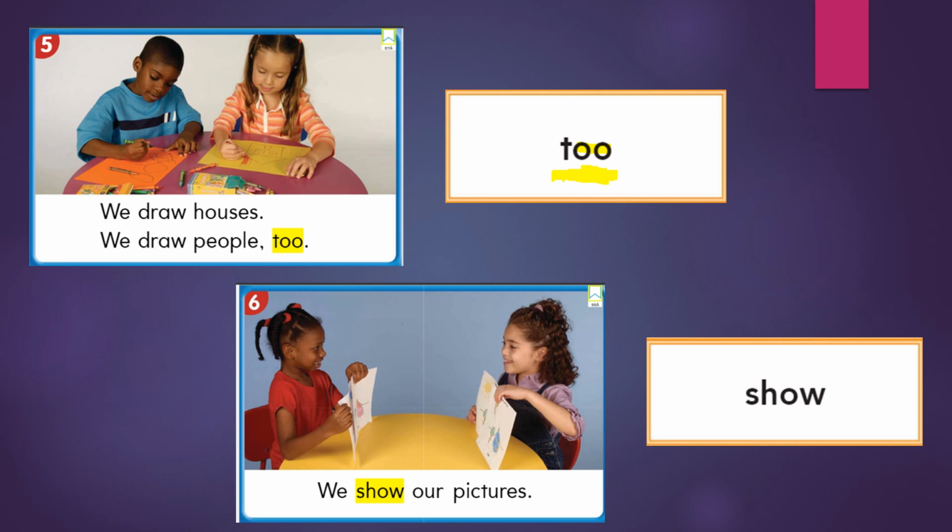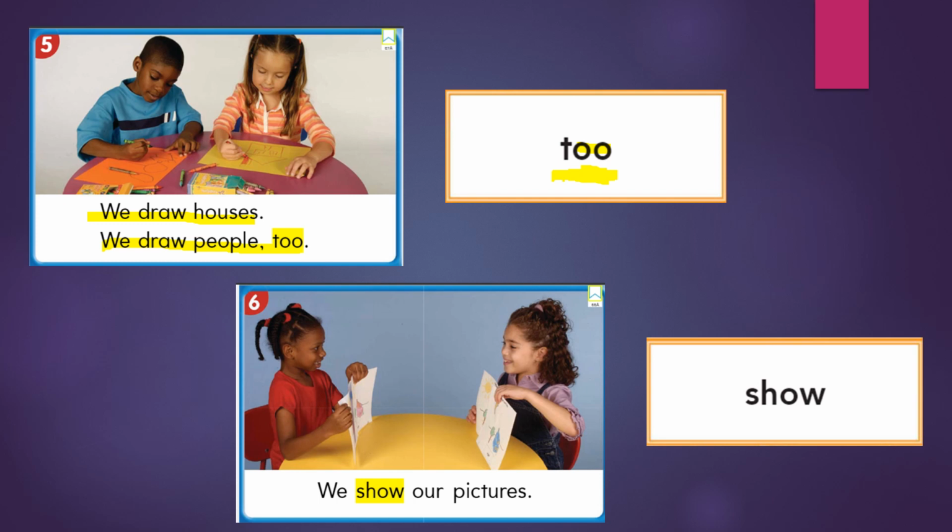So let's read our sentences over here. It says, we draw houses, we draw people too. So you see how they used the word too in that sentence. You could also use the word also instead of too. We draw people also. We draw people too. Think of, let's see, I like chocolate ice cream, but I like vanilla too. I like cats, but I like dogs too. You see? So it's just another way to say also. All right, let's move on to number 6.